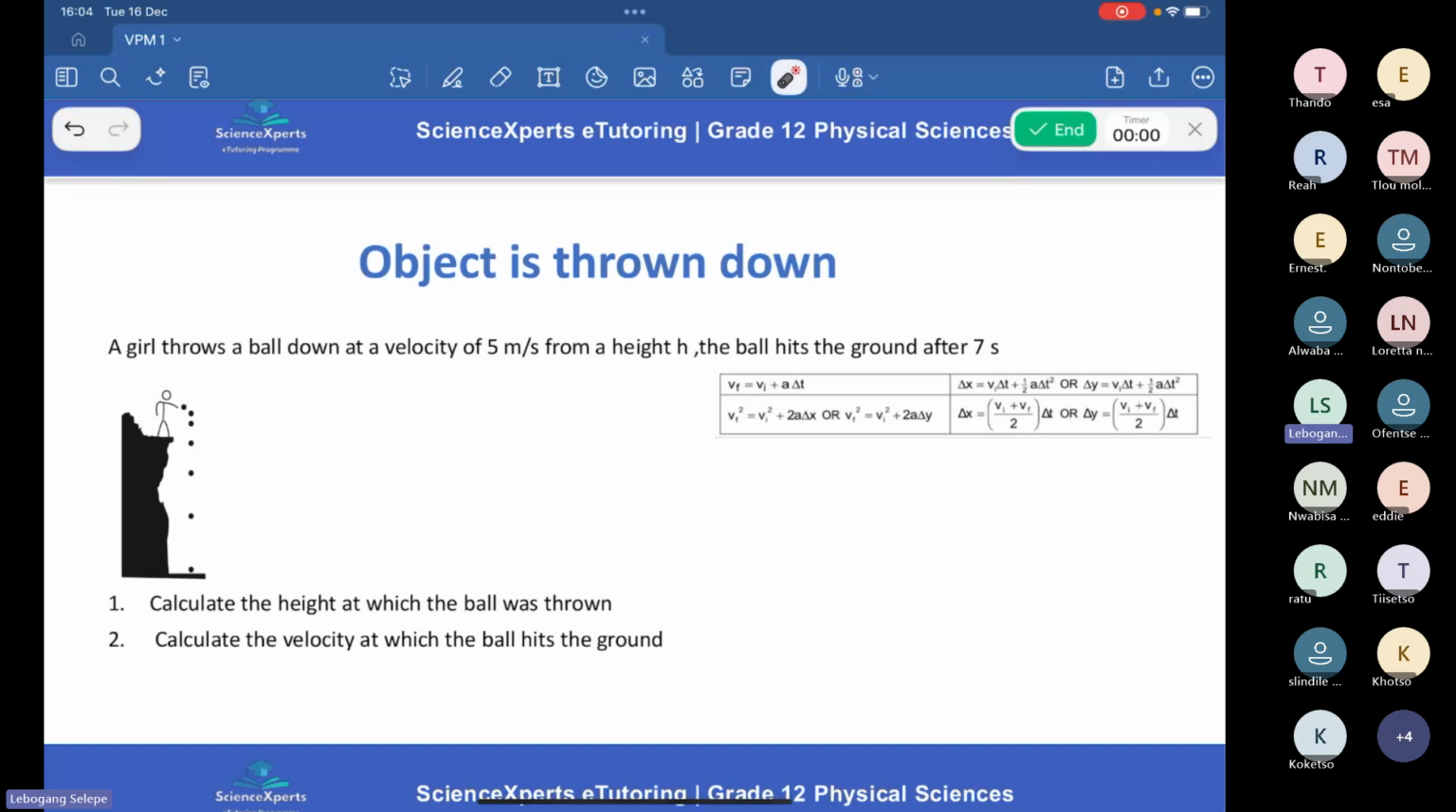Hello guys, are you done? All right. So how much did you get? Type your answers for 1 and 2 on the public chat. Just write 1, then write the answer, then space 2, then write the answer. I want to see if you guys are getting the same answer on the public chat.